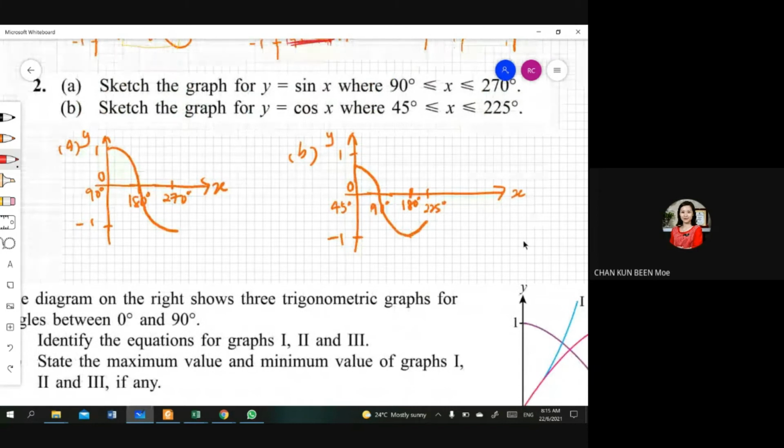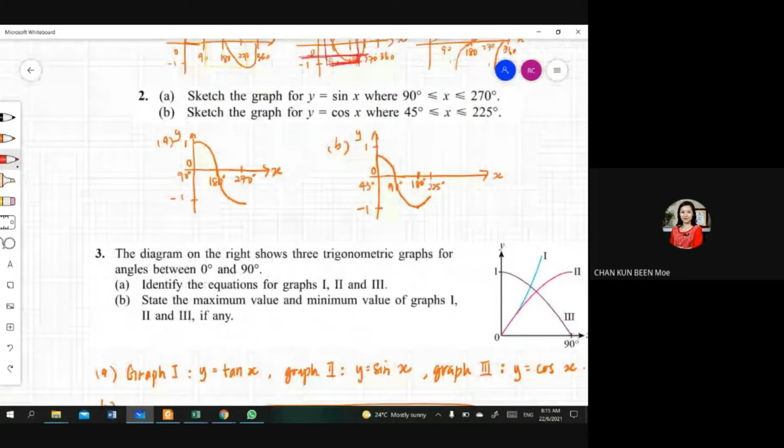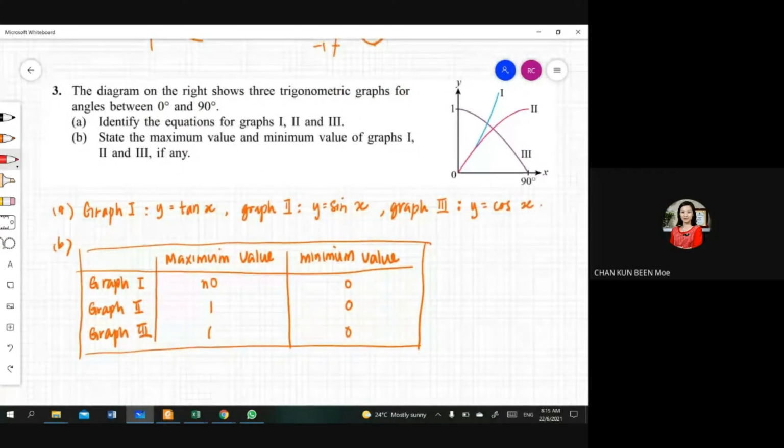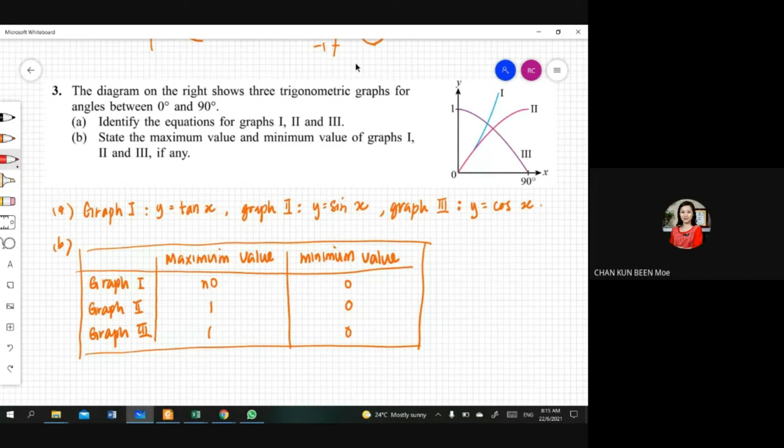Are you okay, class? Okay, now we look at question number 3 here. The diagram on the right shows 3 trigonometric graphs for angles between 0 and 90 degrees. So you have to refer to 0 to 90 degrees over there and see which graphs are there. For the first part, identify the equation for graphs 1, 2, and 3. So this is graph 1. The pink one is graph 2, and the purple one is graph 3.